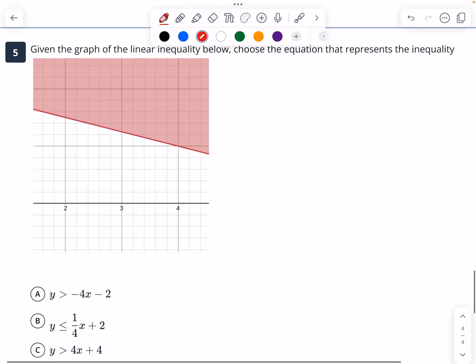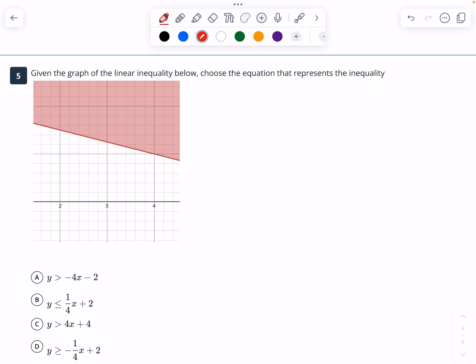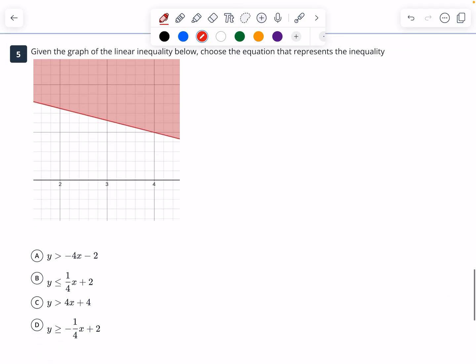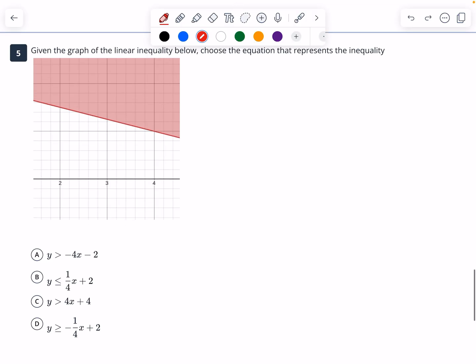And last but not least, this is probably the easiest question. All you are doing is you're saying which one of these is going to match up with this graph. I could give you the long-winded explanation, or I could tell you just plug these into Desmos. Let's be smart for a second, though.